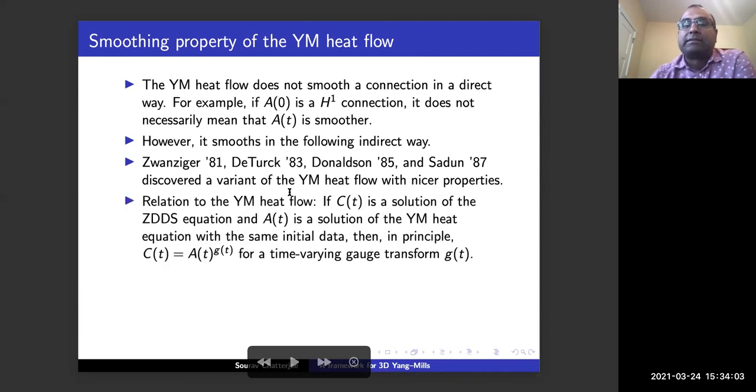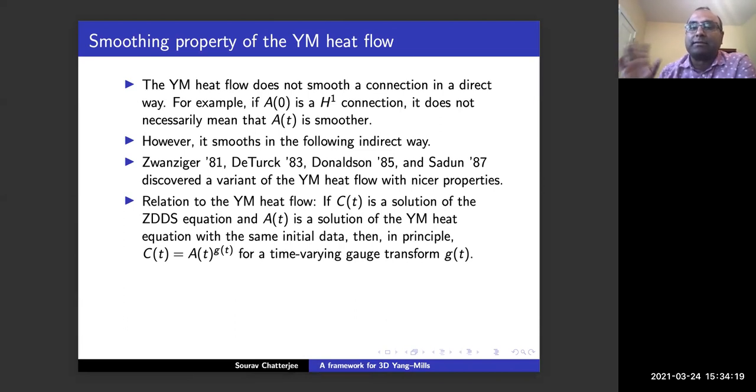So there's a different equation. I'm not writing down the equation; it's a completely different equation. But what it does is the following. First of all, that equation is more like the heat equation. The Yang-Mills heat flow is not. It does not have the nice features that the ordinary heat flow has, and this different equation has much nicer features.